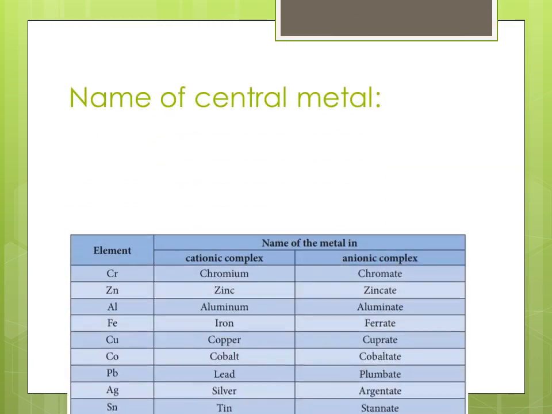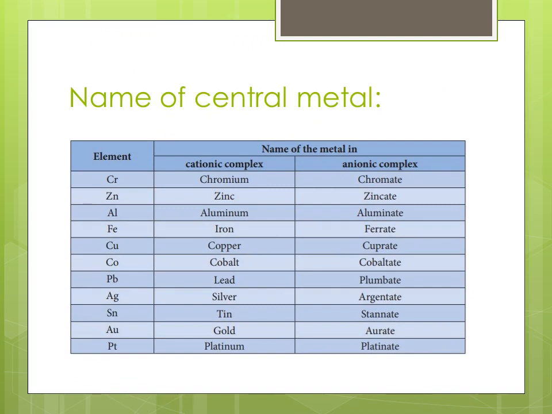As I told you in the previous slide, normally these elements, when in a cationic complex as well as a neutral complex, will be named as they are: chromium, zinc, aluminium, iron, etc. But when these metals are present in an anionic complex, the name will end with -ate: chromate, zincate, aluminate, ferrate, cuprate, cobaltate, plumbate, argentate, stannate, aurate, platinate. So you have to learn these names, okay?